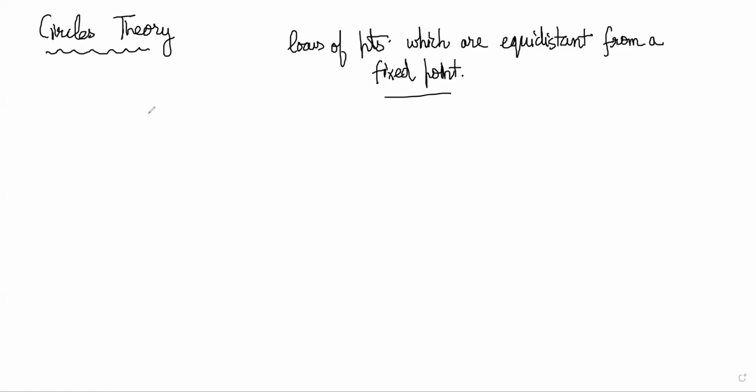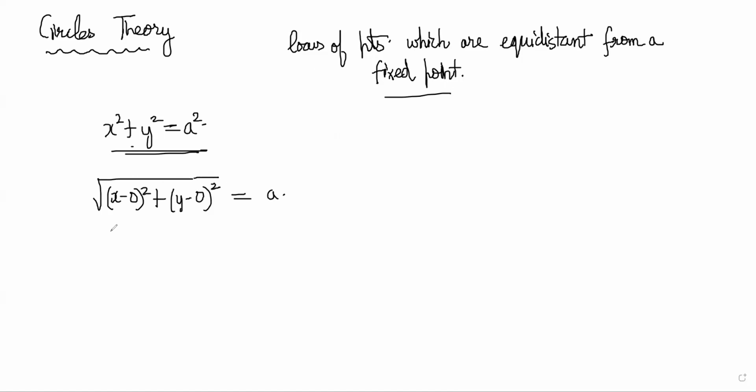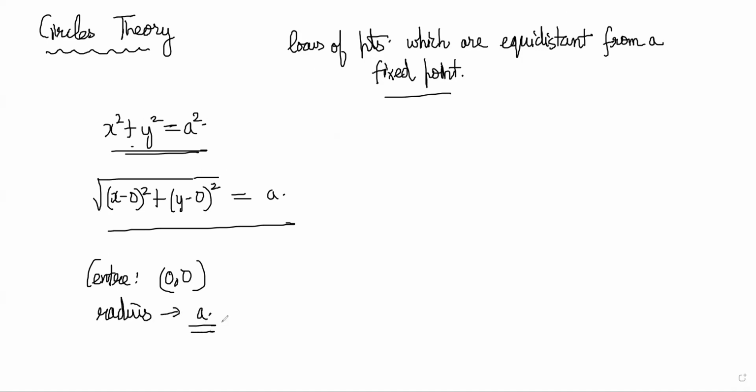Yes. Now, the very simple circle equation would be x square plus y square is equal to a square. This is basically saying distance from the origin, x minus 0 whole square plus y minus 0 whole square is equal to a square, right? Here the center becomes what? 0, 0. And the radius of the circle becomes a, right? So in general, this is the equation of a circle which has center 0, 0, radius a.